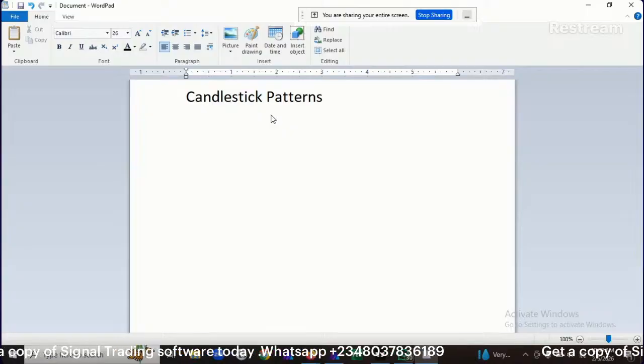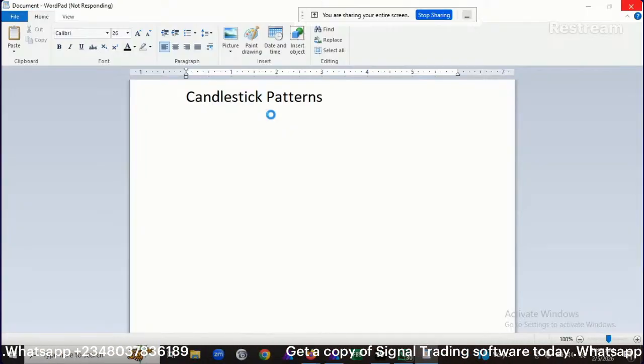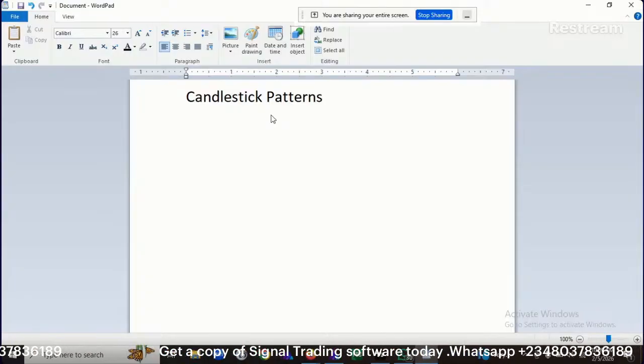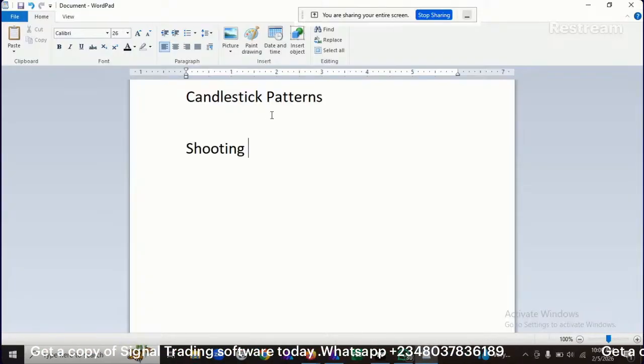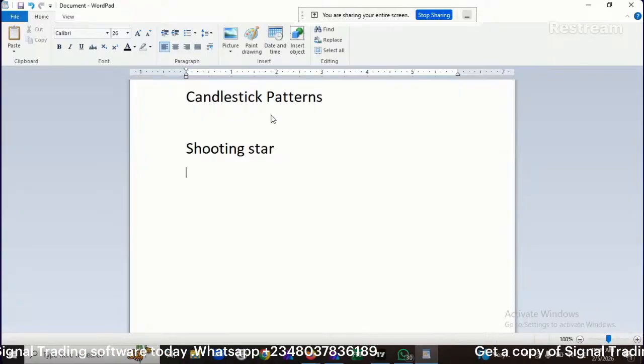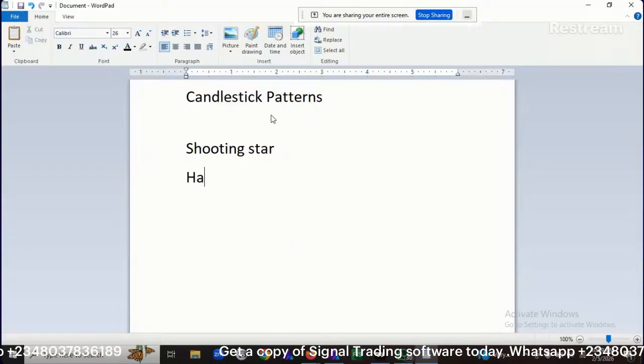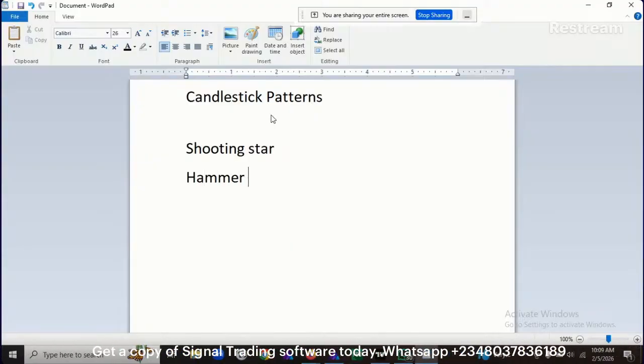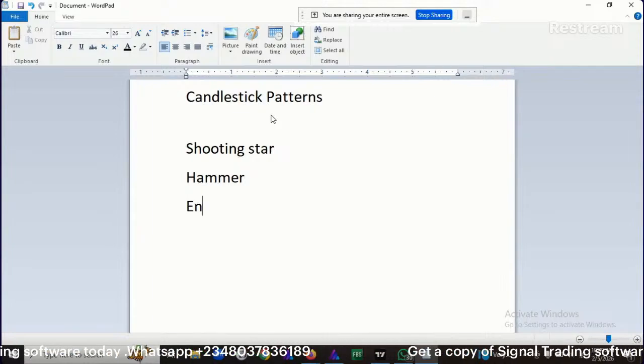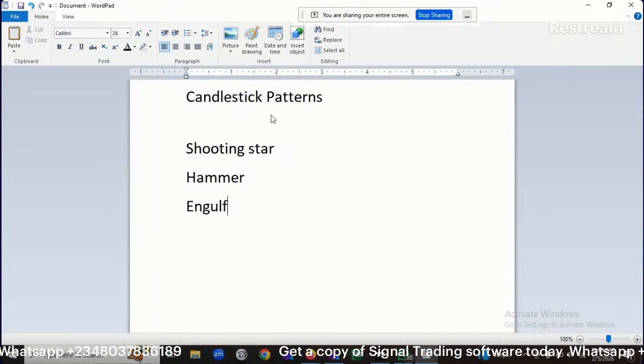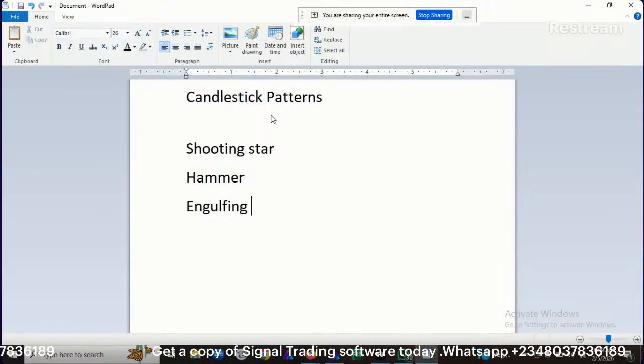Shooting star, hammer, and engulfing pattern. Just these three candlestick patterns are all you need to make profit consistently in the market.